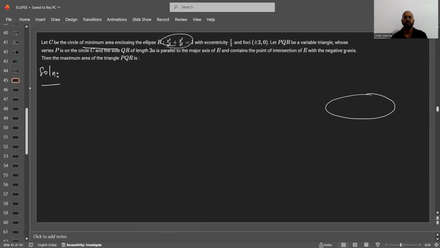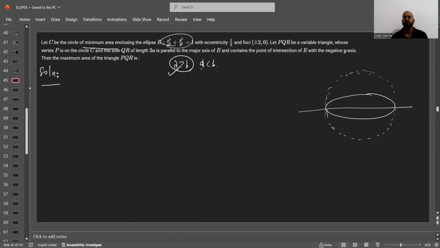Then that circle must be the director circle of this ellipse. To solve this problem, you can consider any one of them, whether a is more than b or a is less than b. Choice is yours. We'll consider the standard one. So I'll be just drawing the auxiliary circle here, because that is the circle having the minimum area.